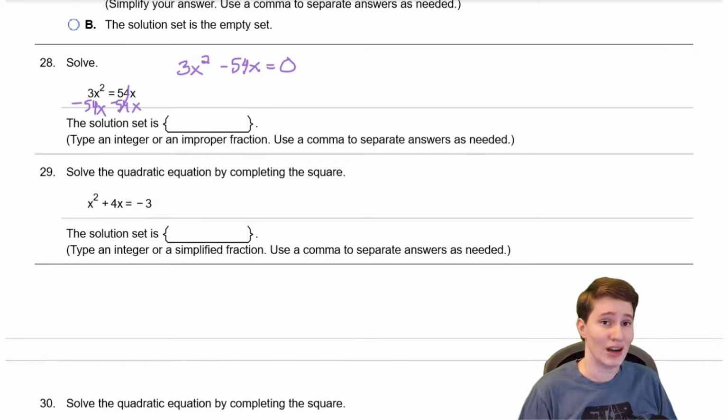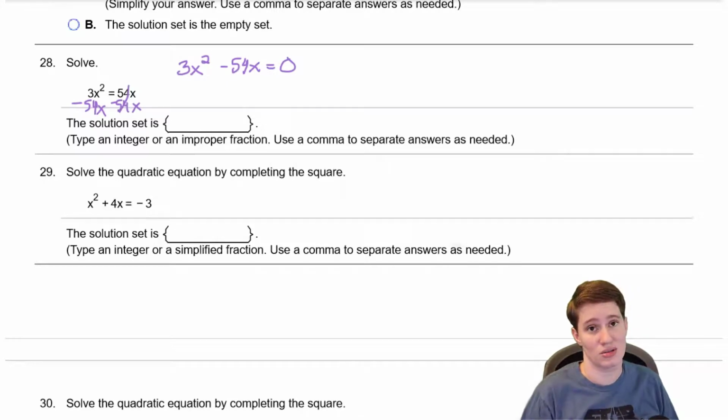But if we can factor this, we can get our answers a lot quicker, maybe with less potential for mistakes. So to factor this, I would factor out the greatest common factor since there's only two terms. So they both actually can be divided by 3x, which would leave us with x minus 18.